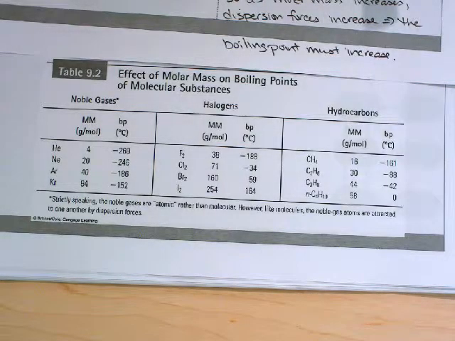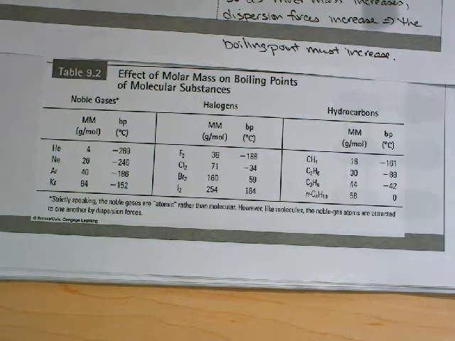Alright, so if I'm looking at the noble gases, helium has a molar mass of 4 compared to krypton, which has a molar mass of 84. So the mass has increased, so the boiling point has increased. How much energy you have to put in has gotten bigger. Negative numbers are plenty to think about, right? But this is much less energy compared to this.